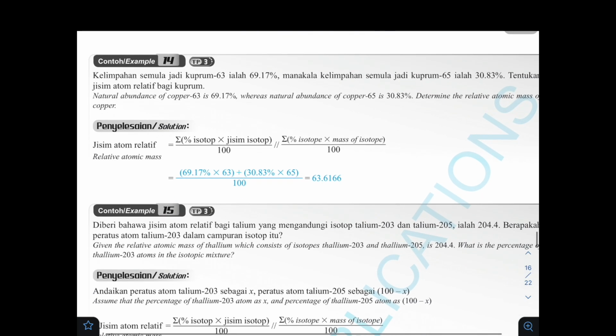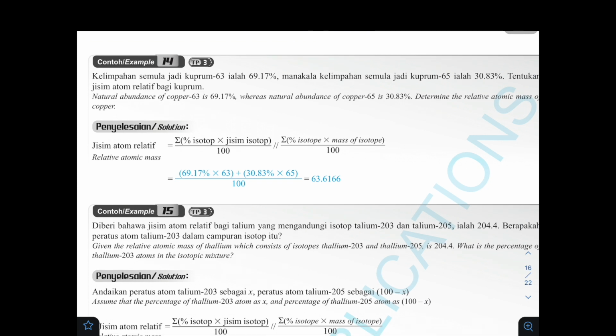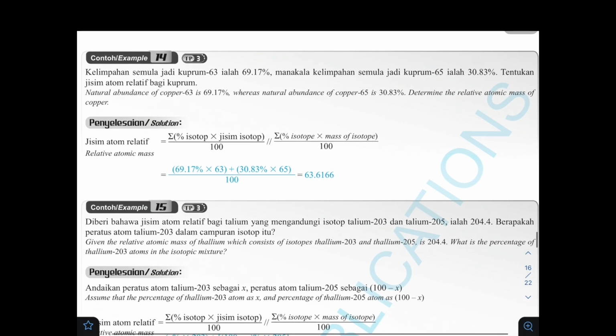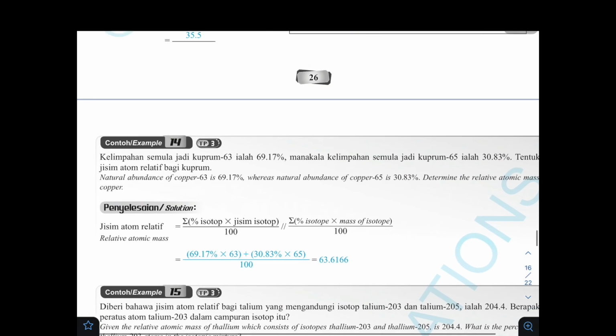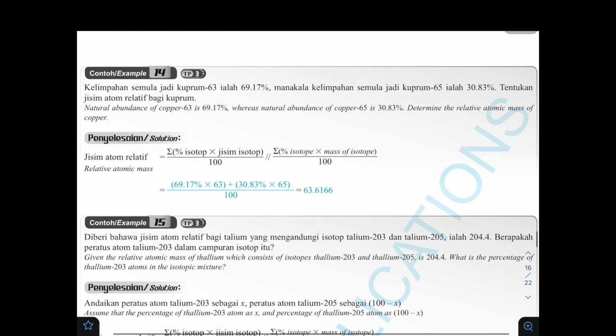Baik, I give you another example. Natural abundance of copper 63 is 69.17%, whereas natural abundance of copper 65 is 30.83%. Determine the relative atomic mass of copper. So 69.17% times 63 plus 30.83% times 65 divide by 100 ya. You get 63.6166. Try to use calculator. You get or not this value.